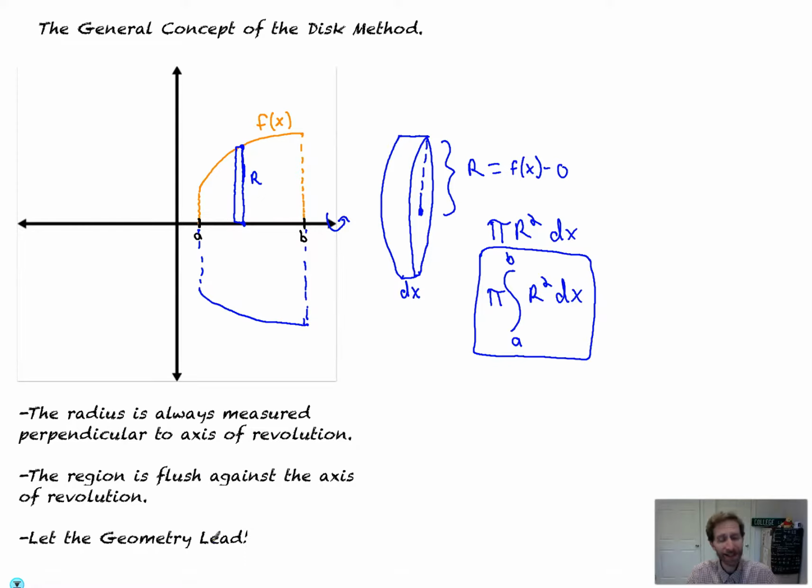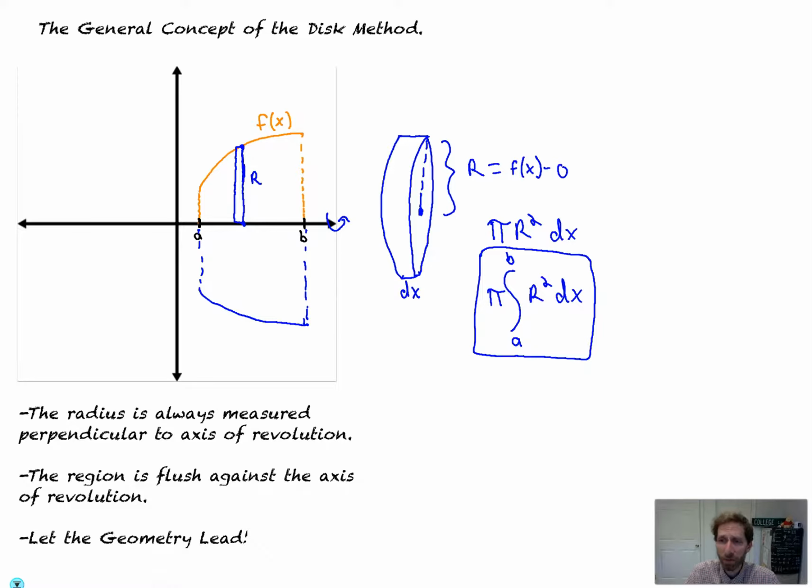And then, as I said here, always let geometry lead. What I mean by that is, don't just memorize the process I'm showing you. Understand that what you're doing here is you're taking basically a really thin disk, a cylinder. You're finding the volume of it, and you're adding up infinitely many of them, right? And the infinitely many part's the calculus. The volume part, that's geometry.